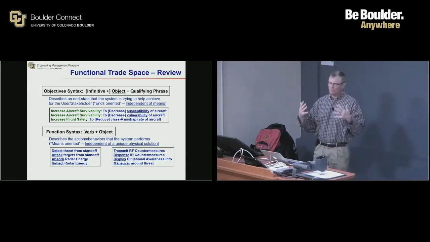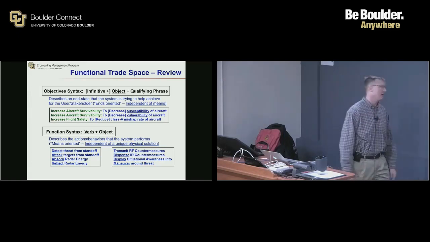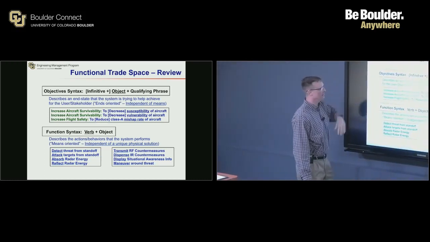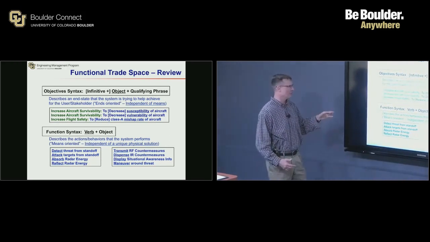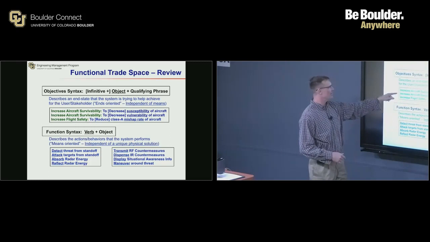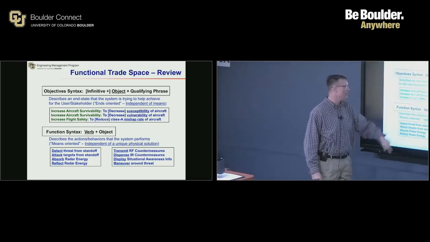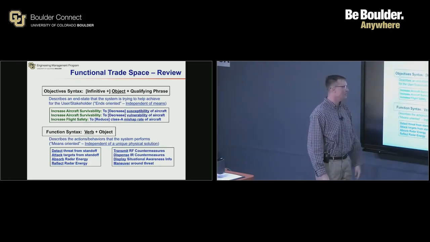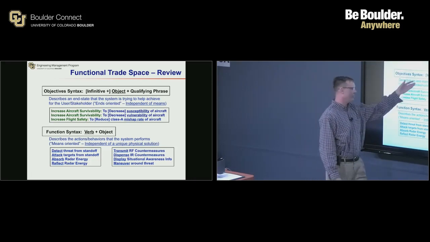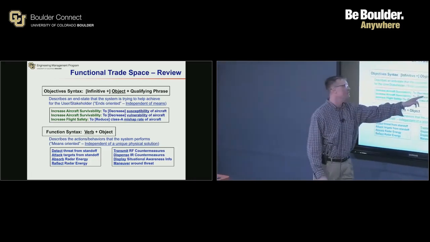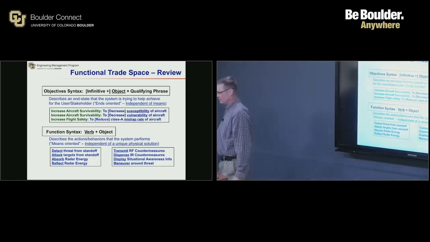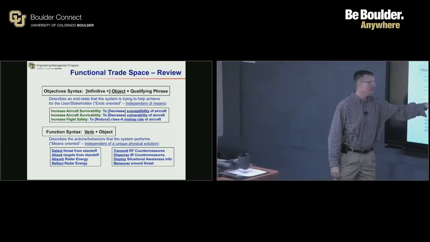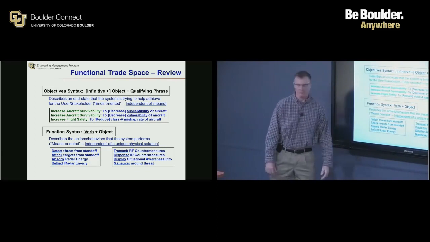All right, so how do we do this functional analysis? How do we go about identifying the functions? What you will generally be given is a set of objectives from the customer. So your customer is going to come to you and say, hey, I want this thing, and the reason I want this thing is because I want to increase aircraft survivability. So my objective in buying this new thing is to increase aircraft survivability, which if I wanted to look at that in the inverse sense would mean to decrease the susceptibility of the aircraft. Or maybe I want to increase flight safety by reducing the mishap rate.